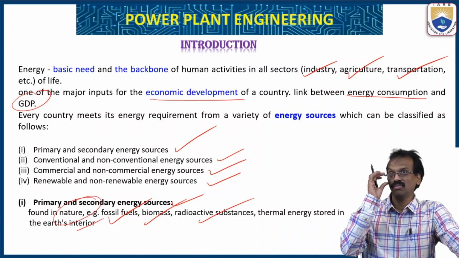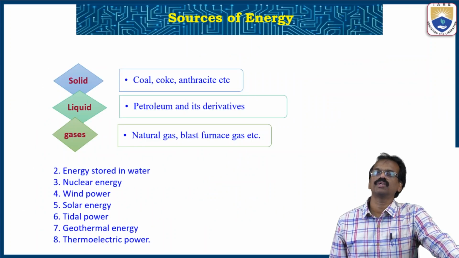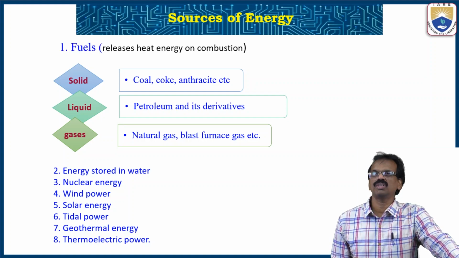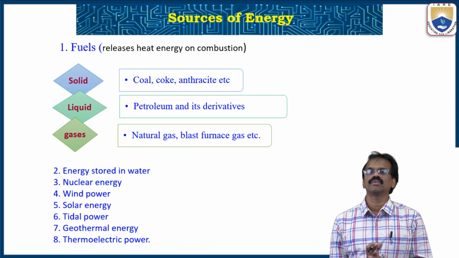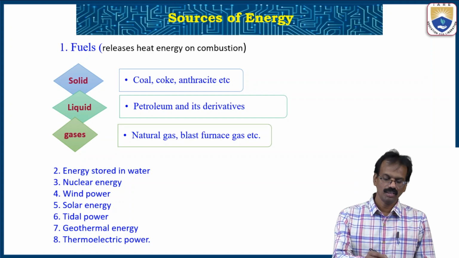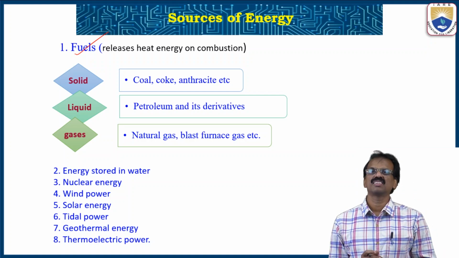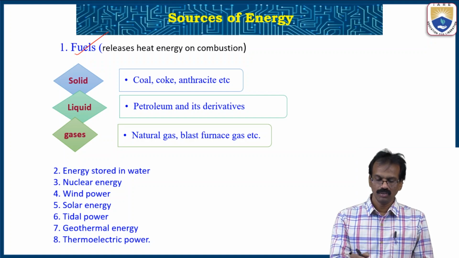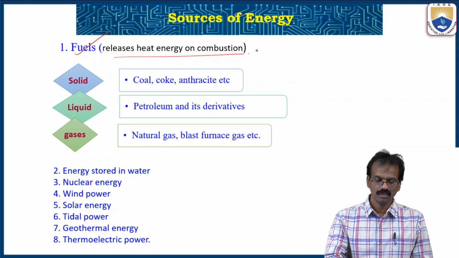We'll see first of all what the different energy sources are. Here, sources of energy. The first one is fuels. We'll see fuel. What are fuels? We can consider fuel as a chemical fuel, and the next one is nuclear fuel also. Here we'll see only chemical fuels. Okay, what is fuel? Fuel is a substance which releases heat energy on combustion. So that is called fuel.